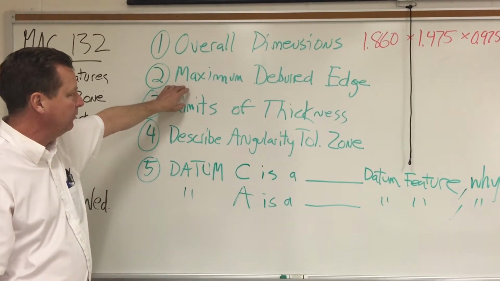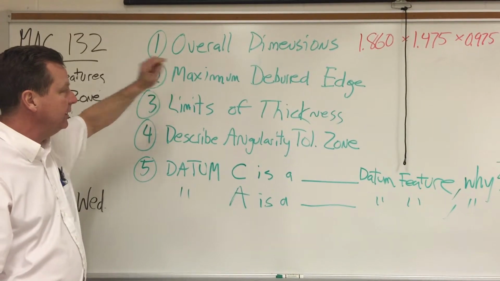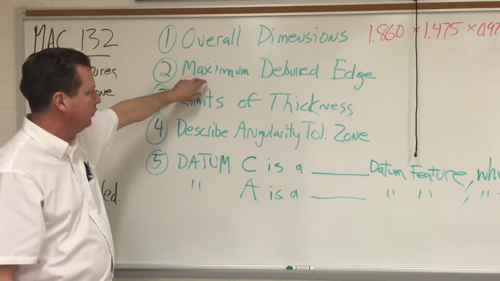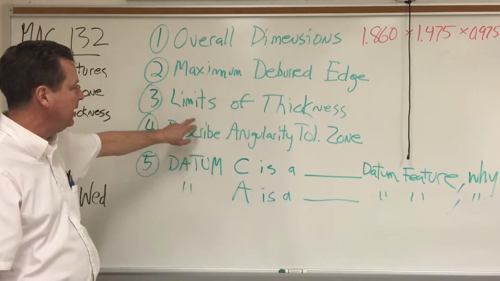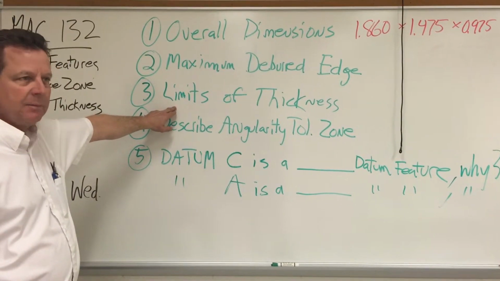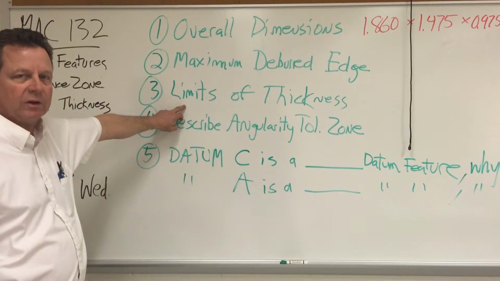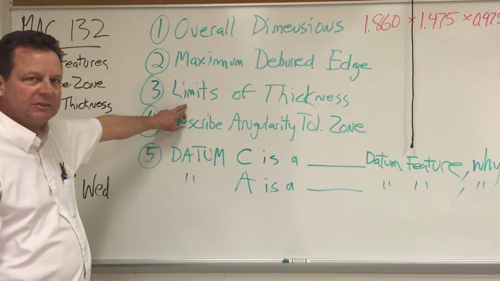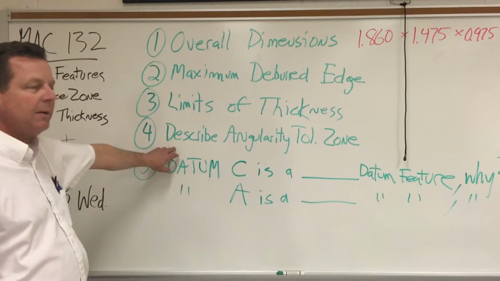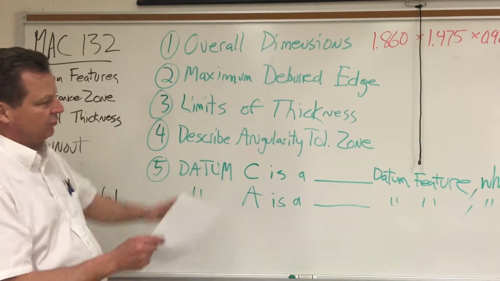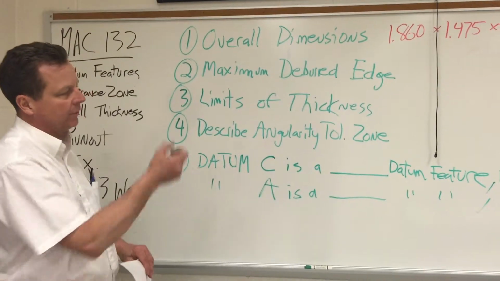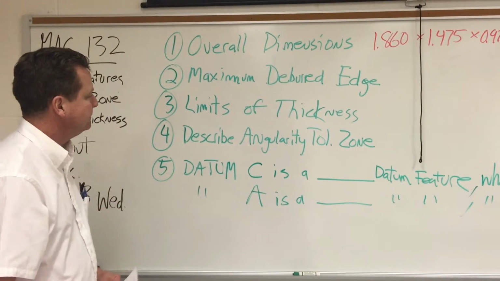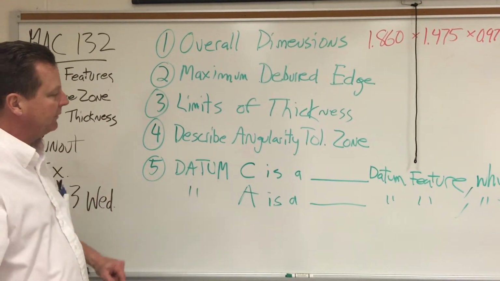And I went over how if we have to harden and leave stock on the part before we finish it on a grinder, we've got to allow for that deburred edge. Then the limits of thickness. This was a tolerancing question. Look at the maximum and minimum limits of thickness. Describe the angularity tolerance zone as two parallel lines along a 45-degree angle that are 3/1000ths apart, equally spaced about the line.